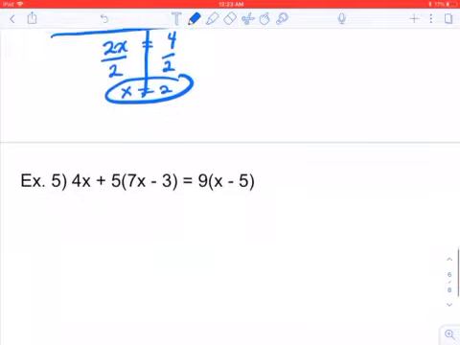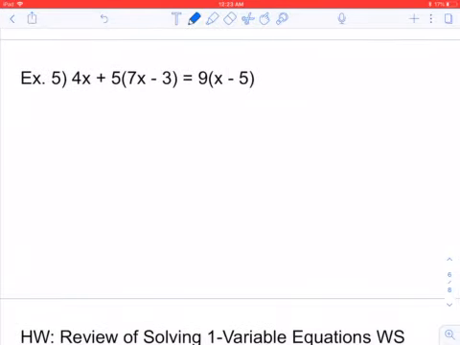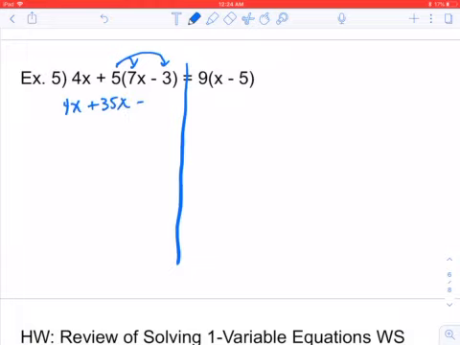Okay, last one. It's a biggie. So 4x plus 5 times the quantity 7x minus 3 equals 9 times the quantity x minus 5. So on the left-hand side, the first thing we can do is distribute the 5. So we keep our 4x plus 35x minus 15.